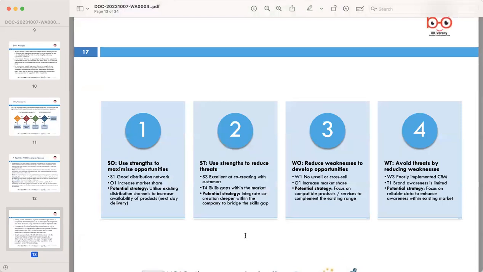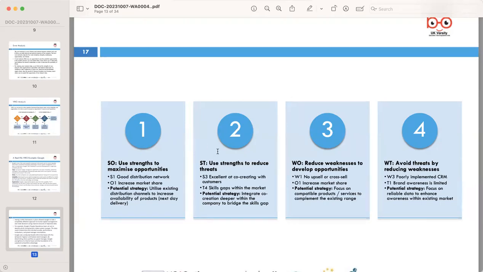So here, TOWS analysis strategies in action. We will delve into practical examples of TOWS strategies for each area. Use strengths to maximize opportunities: our good distribution network, S1, can be leveraged to increase market share. Let's utilize existing distribution channels to offer next day delivery.